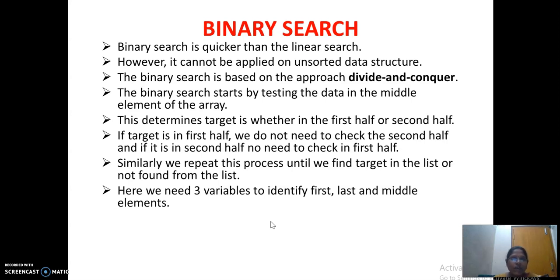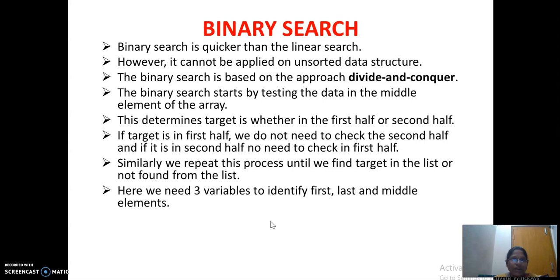If suppose you are provided with an unsorted list, what happens? First, we have to sort the list in order, that means either ascending or descending order. Then only you can apply the searching technique. The binary search is based on the approach called the divide and conquer method. On what basis you are going to divide? That is what we will see here.